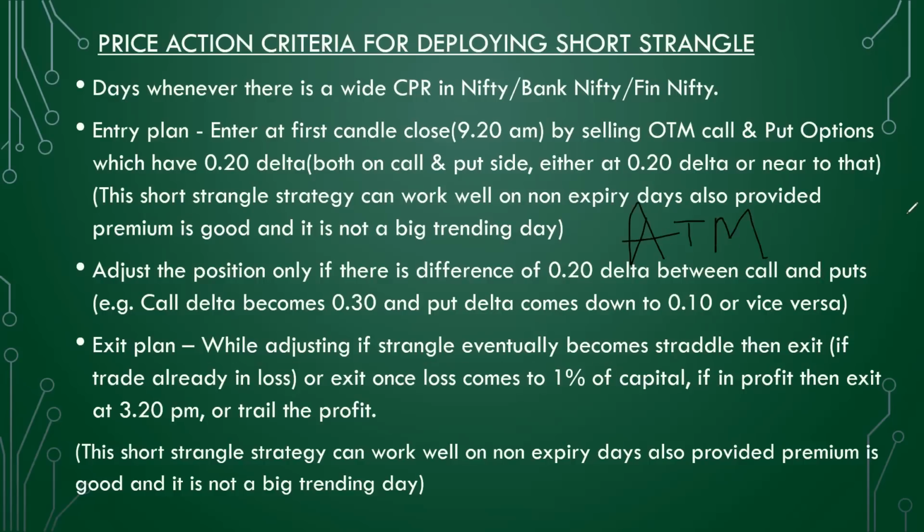Okay, after adjusting, both your strikes become ATM. Then what has it become? It has become a straddle, right? From a strangle, it has become a straddle. Then exit. Sometimes what may happen is that in the late afternoon you are already in good profit, and then it becomes a straddle. Then what you can do is hold on to the trade or trail your profit.